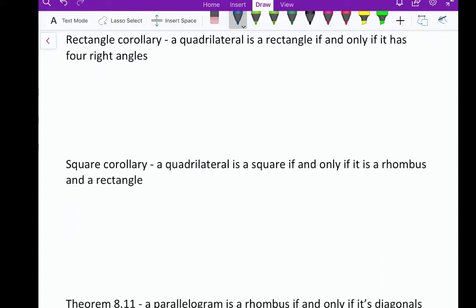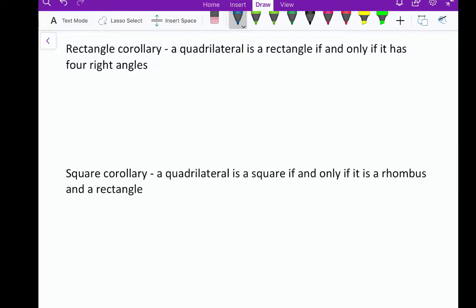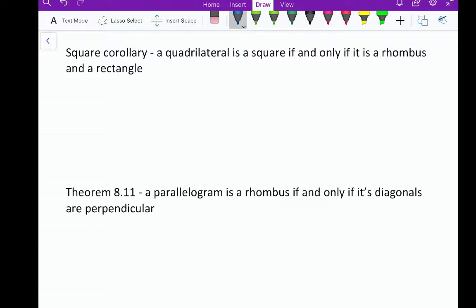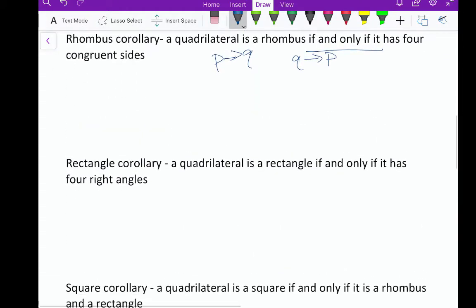The rectangle corollary says that a quadrilateral is a rectangle if and only if it has four right angles. And the square corollary says that a quadrilateral is a square if and only if it is a rhombus and a rectangle. So these corollaries are used, you may want to add this to your notes. The corollaries are used to prove that a quadrilateral is either a rhombus, a rectangle, or a square without having to say that it's a parallelogram. So you can sort of skip over that step when we look at these corollaries.